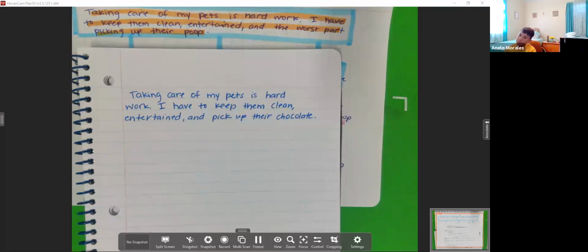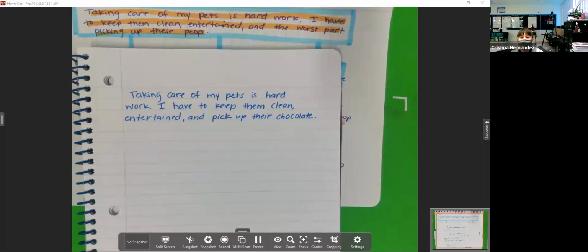Would it be helpful if I highlighted the introduction like I did on there in orange so that you know you have one paragraph? That may be helpful. I'll highlight it so you know this is your introduction.